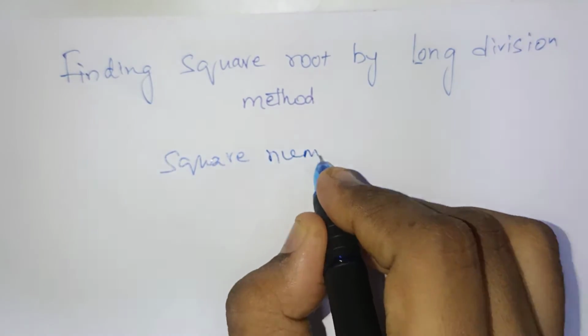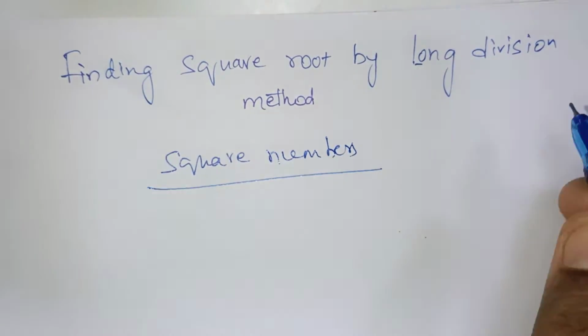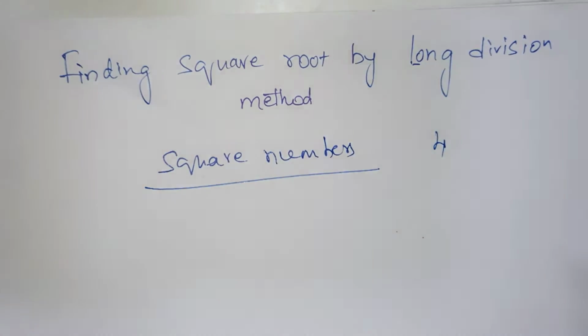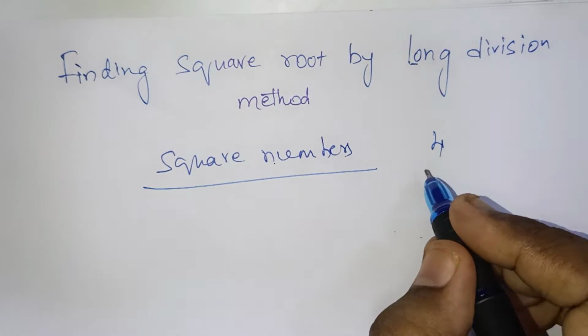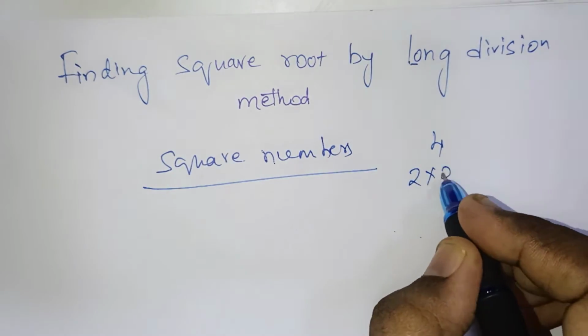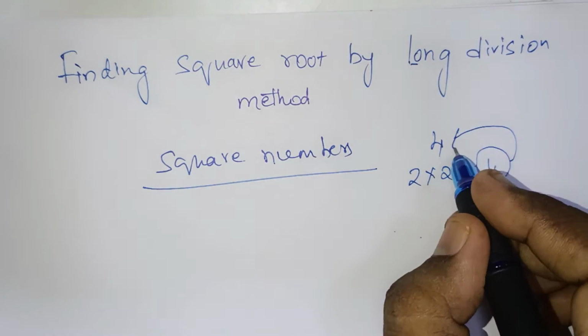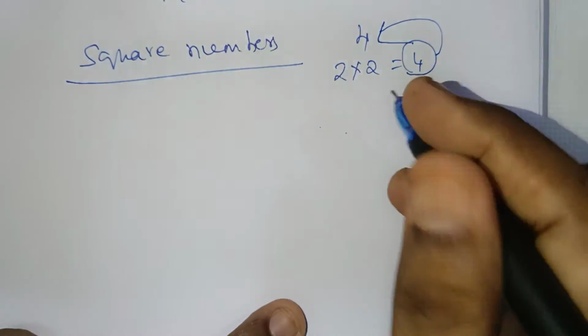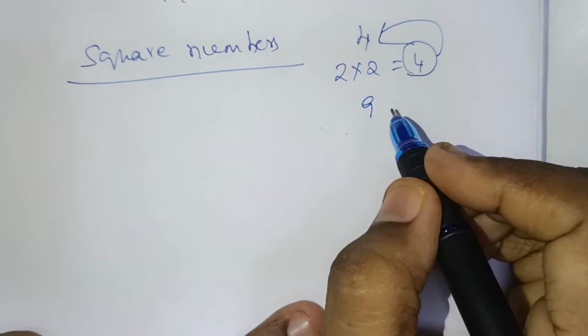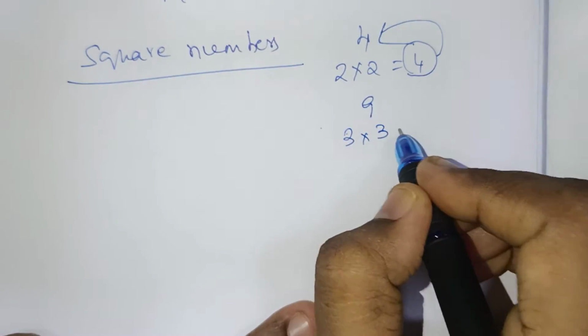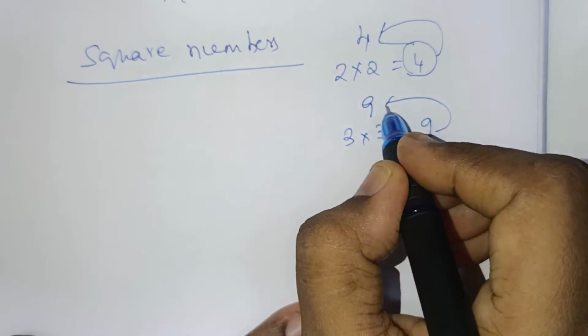Okay, square numbers, what it means? See, 4 is a square number. How do we say 4 is a square number? Any number multiplied by itself, the product will become a square number. In the same way, 9 is a square number. Why? 3 multiplied by 3 is 9. So 9 is a square number.